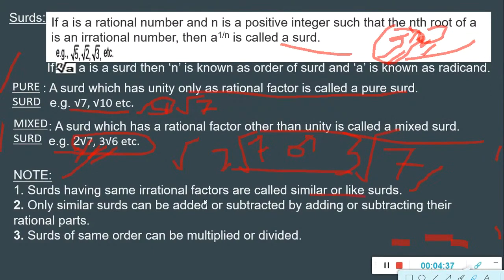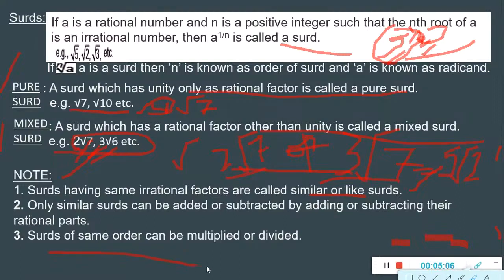Only similar surds can be added or subtracted, by adding or subtracting their rational parts. If it was 2 root 7 plus 3 root 7, then it would have become 5 root 7. Because their irrational parts are the same, they are similar surds or like surds, so they can be added or subtracted. If it was 2 root 6 plus 3 root 7, then it wouldn't add because their irrational parts would be different.